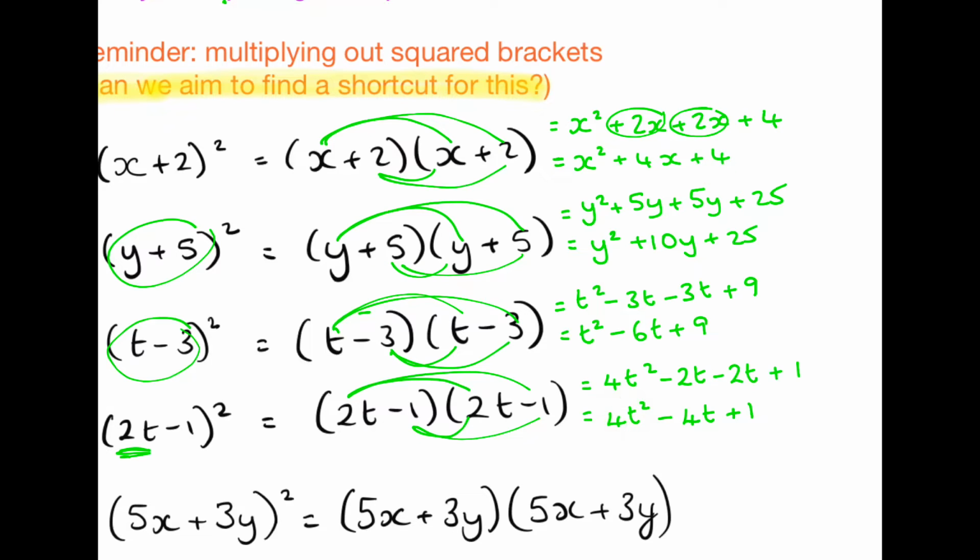Okay, let's look at the number on the end each time. That came from the last two things multiplied together. Okay, in other words, because they're the same, it's this times itself. So it's 2 squared is 4, 5 squared is 25, negative 3 squared, so that's negative 3 times negative 3 is plus 9, and then negative 1 times negative 1 is plus 1.